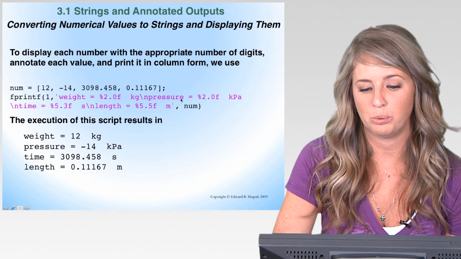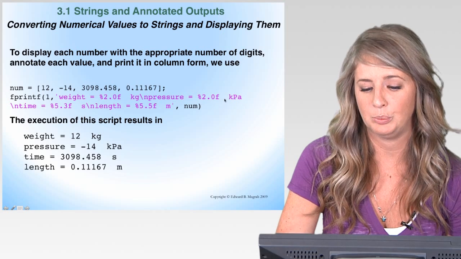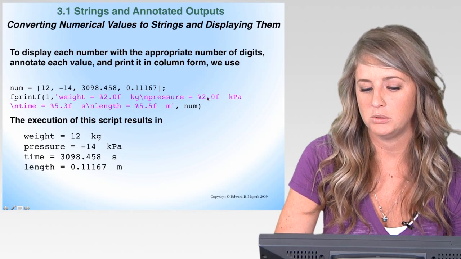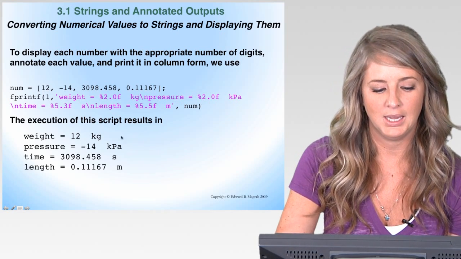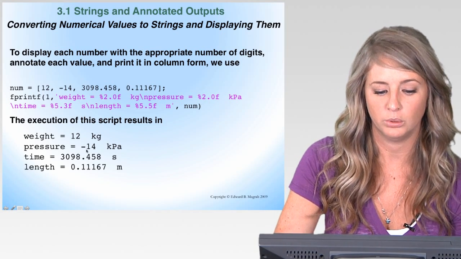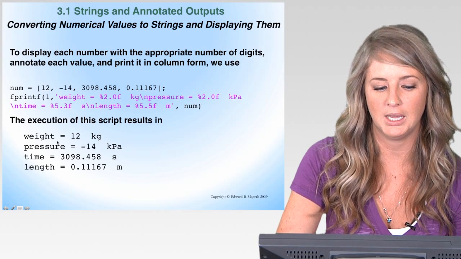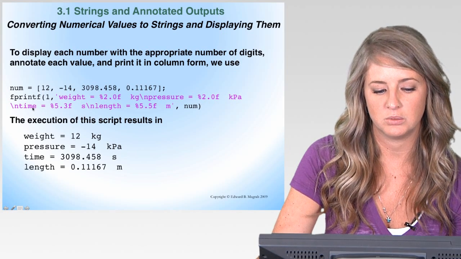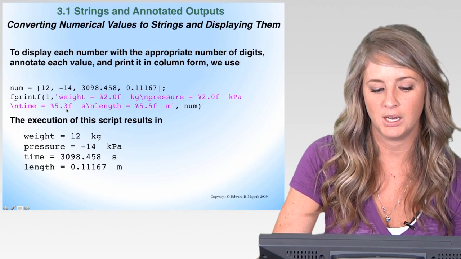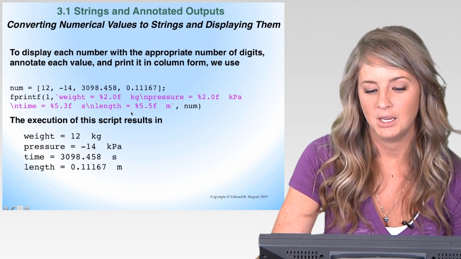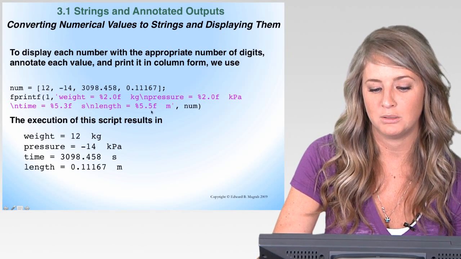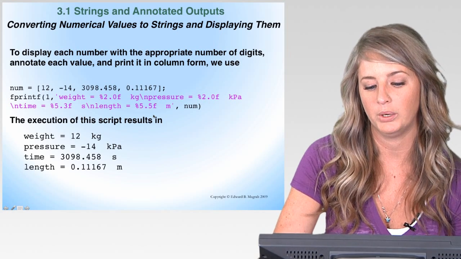Next, we can do pressure equals %2.0f, so again a minimum of 2 digits, 0 places after the decimal point, measured in kPa. Now we see pressure is equal to -14 kPa, and it continues through. We did the same thing with time, only this time we did 3 places following the decimal point. And for length, we did 5 places following the decimal point.